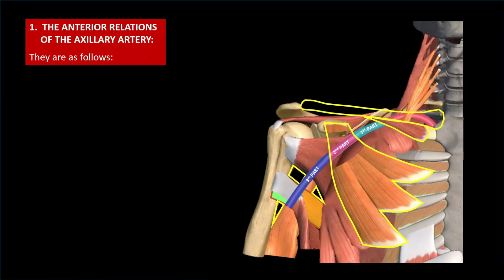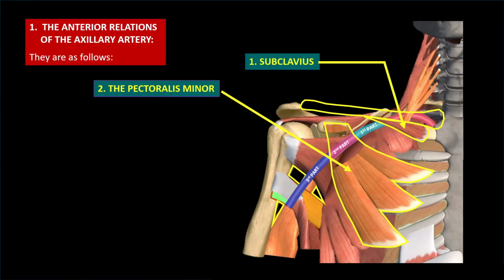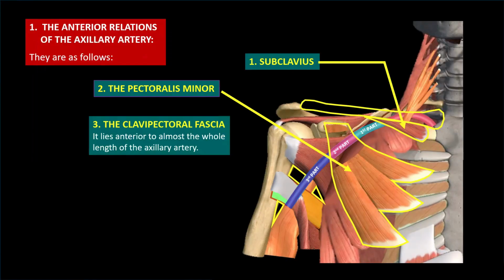1. The anterior relations of the axillary artery. They are as follows. 1. The subclavius. 2. The pectoralis minor. 3. The clavipectoral fascia. It lies anterior to almost the whole length of the axillary artery.